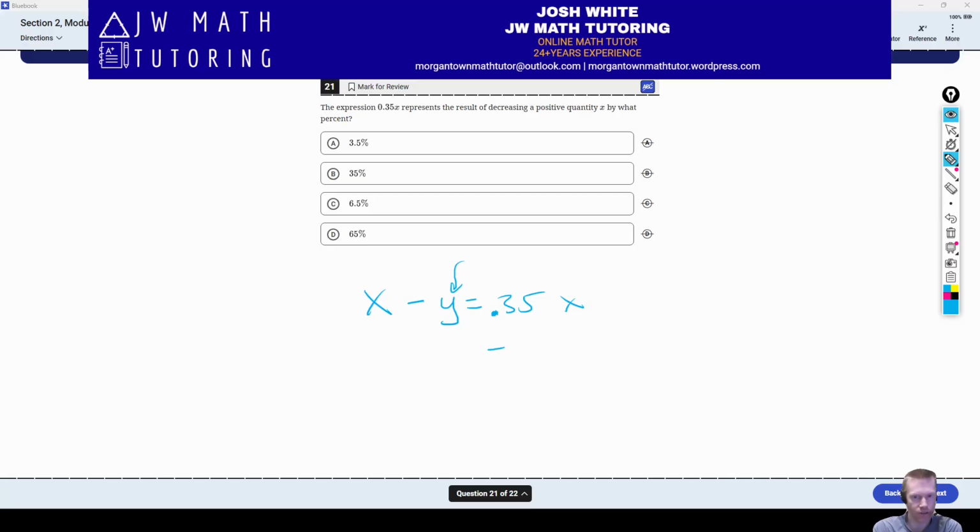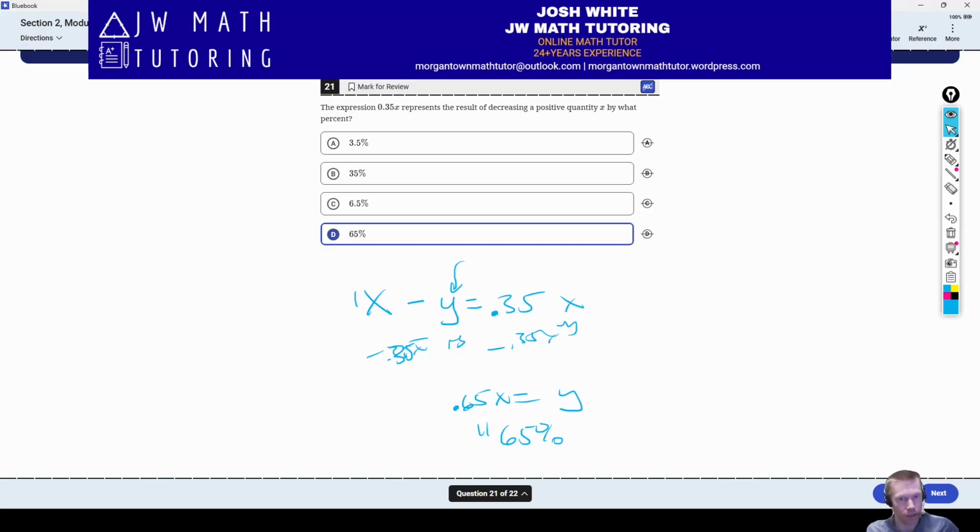So if you rearrange this and move this over to the left, and you add y to the right, you get y on the right equals 1x minus 0.35x. That simplifies to 0.65x. Okay? And 0.65 is equal to 65%. So the correct answer for this one is just going to be 65%.